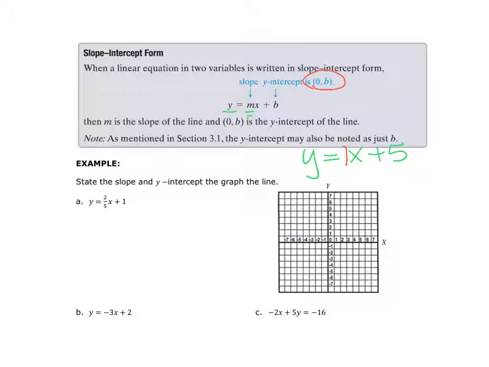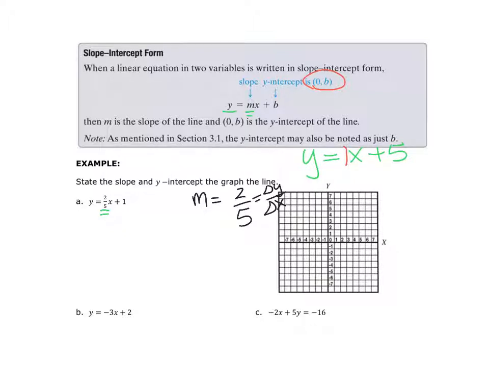So if we take a look at our first example, they're asking us to first determine what the slope is and the y-intercept. My slope is that coefficient on x. So my slope, m, is equal to 2 over 5. That means my change in y is 2 and my change in x is 5. It's a positive slope, so I'm either going to go right 5, up 2, or I'm going to go left 5 and down 2. Double negatives, or I'm going to do double positives.